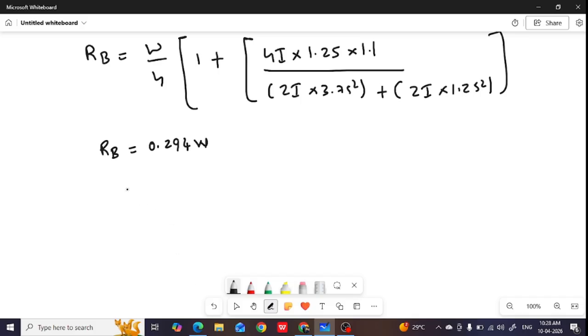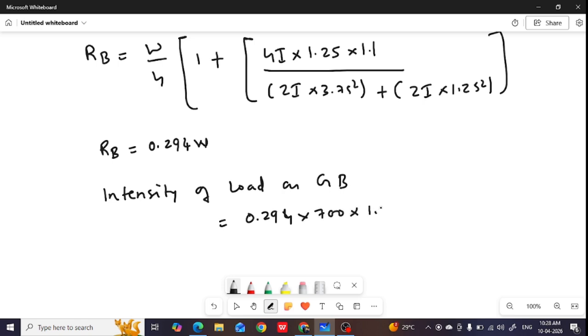Similarly, we need to find the intensity. In the same manner, we are required to find the intensity of load on girder B. Intensity of load on girder B equals load into impact factor. The load is 0.24 W, that is 700 kilonewton, into the impact factor 1.1 divided by the contact length, that is 3.6, which comes as 62.88 kilonewton per meter.